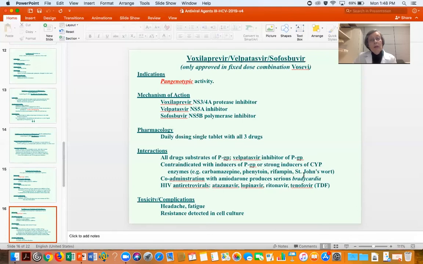And here's a short list of some of those drugs. When it is co-administered with amiodarone, it produces serious bradycardia. And it also interacts with HIV antiretrovirals, such as atazanavir, lopinavir, ritonavir, and tenofovir. And remember, tenofovir is also used for HBV. We have headache and fatigue, and resistance detected in cell culture.